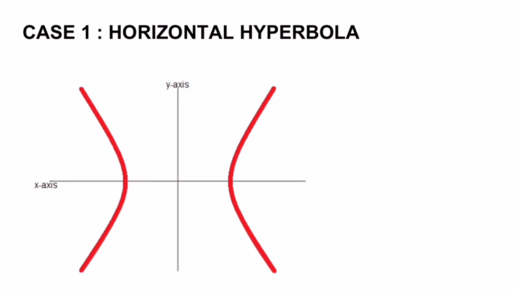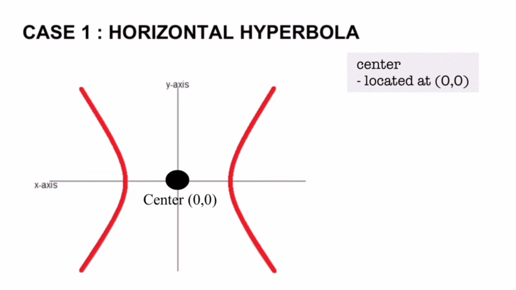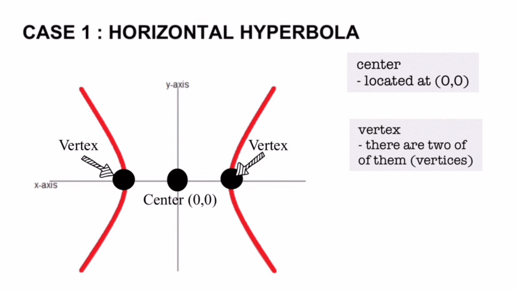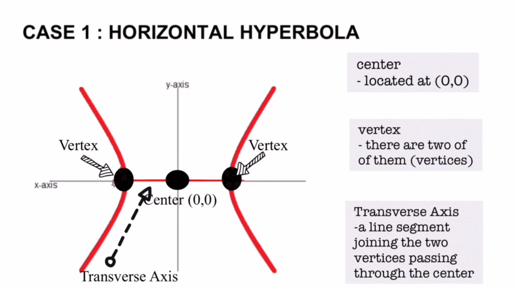Now, these are the parts. The first part is the center. The center is located at (0, 0) or at the point of origin. Another part is the vertex. There are two of them. We call them vertices. Another part is the transverse axis. The transverse axis is the line that connects the two vertices passing through the center.